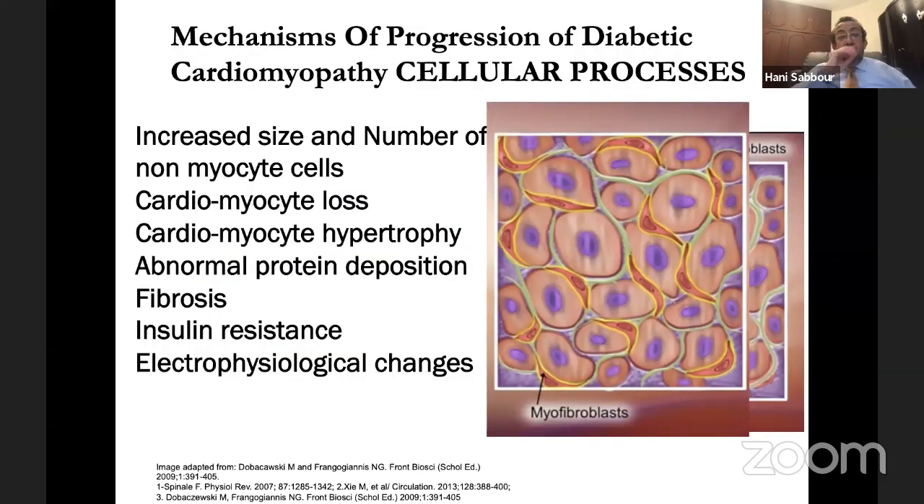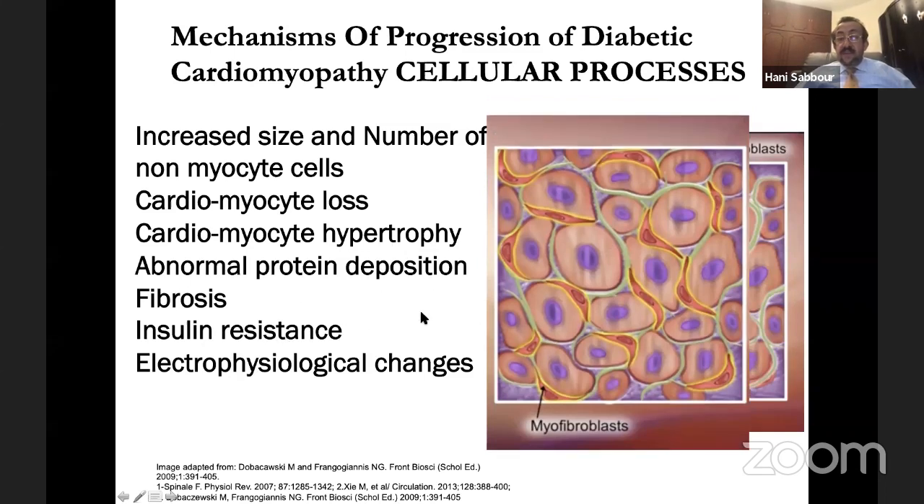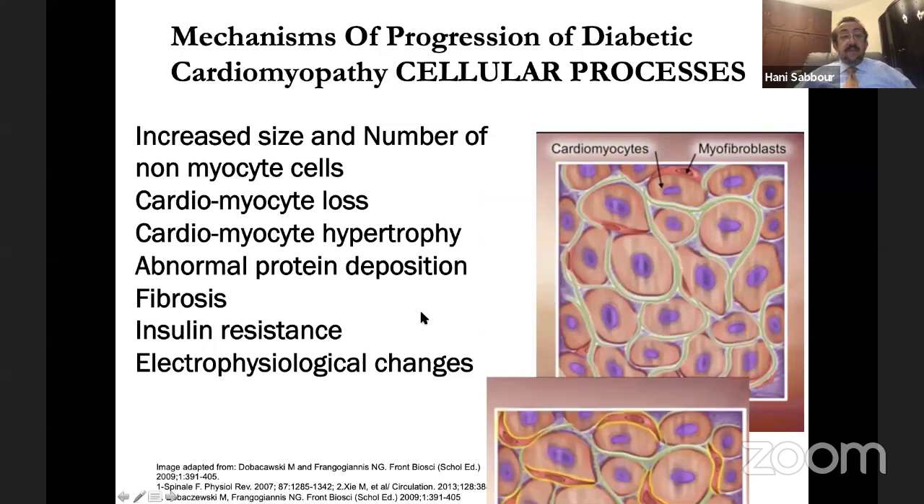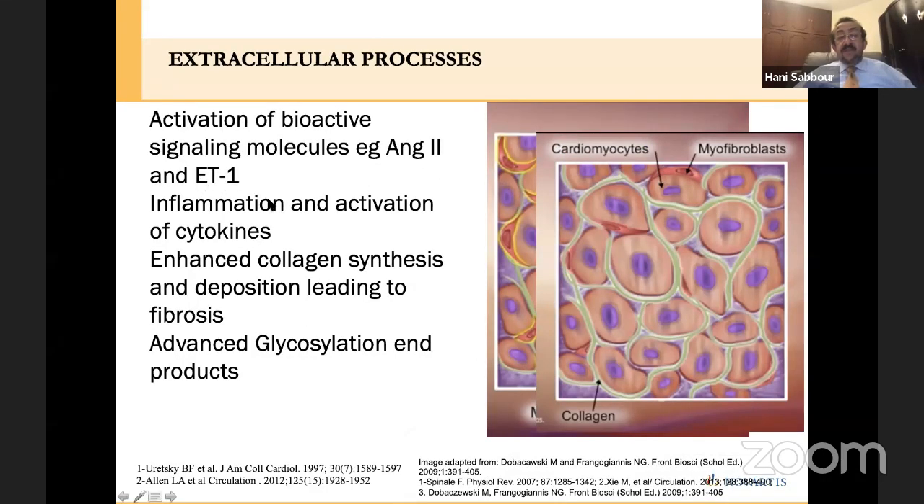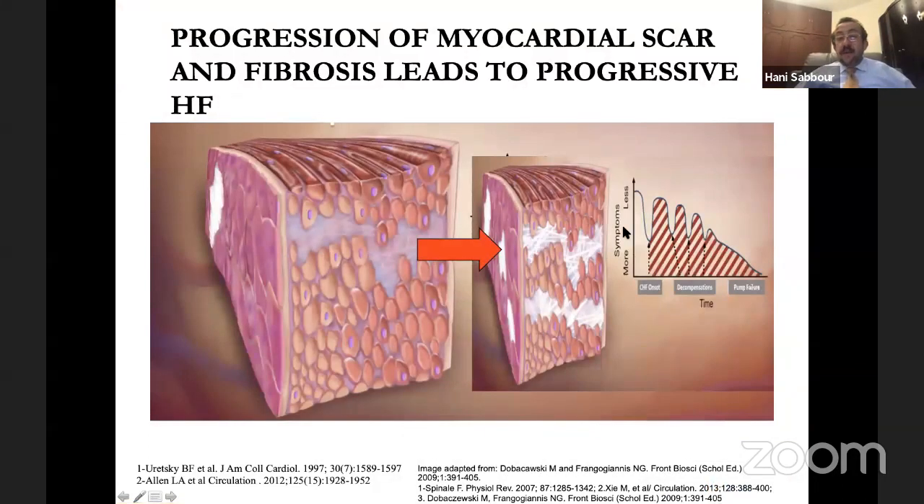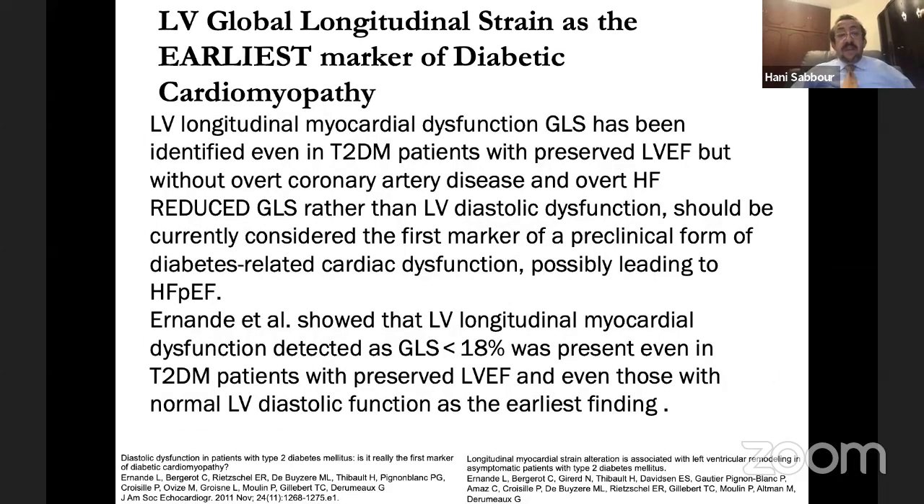And the reason is there's loss of myocytes, there's myocyte hypertrophy, abnormal proteins deposit among the cells, and there's insulin resistance, which can also lead to atrial fibrillation. There's also activation of angiotensin 2 and endothelin 1, which are pro-inflammatory and hypertension promoting, and collagen synthesis and deposition with fibrosis, which ultimately leads to increased scarring within the myocardium, which progresses over time even in patients with early diabetes and pre-diabetes.